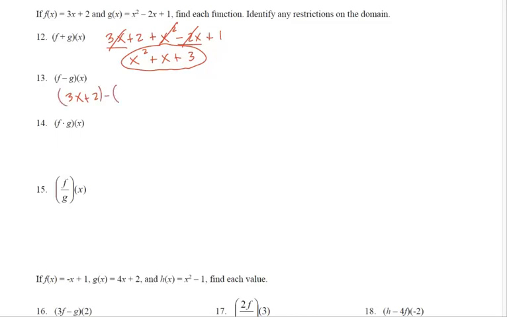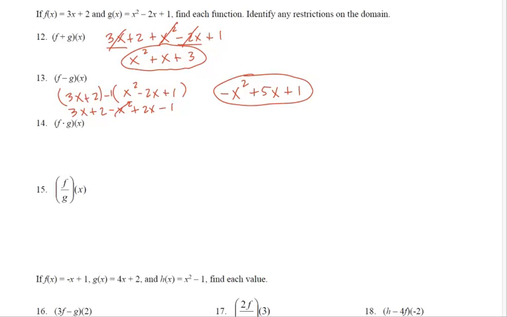And this is the one you really have to be careful about, because subtraction really means we're going to distribute a negative 1 to this second trinomial. So distribute negative 1 to drop the parentheses, and then combine like terms. Start with your highest exponent, that's negative x squared. Then combine your x's, 3x plus 2x is 5x. Then combine the constants, 2 minus 1 is 1. And again, we don't have a fraction, so we don't have to worry about any restrictions on the domain.